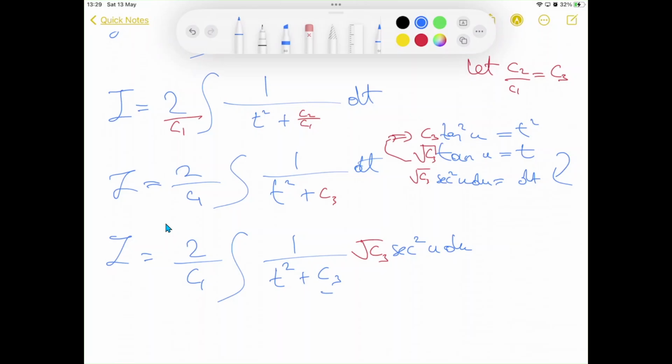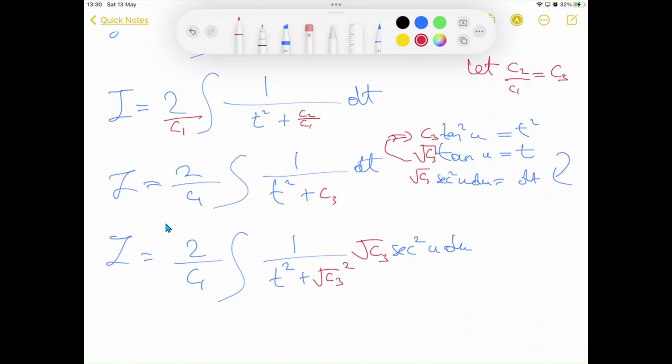Now, you see the c3 here. I can actually rewrite it as the square root of c3 squared. I'm not really doing anything. I'm just writing it in a nicer form, really. Nothing special. Wait a second.